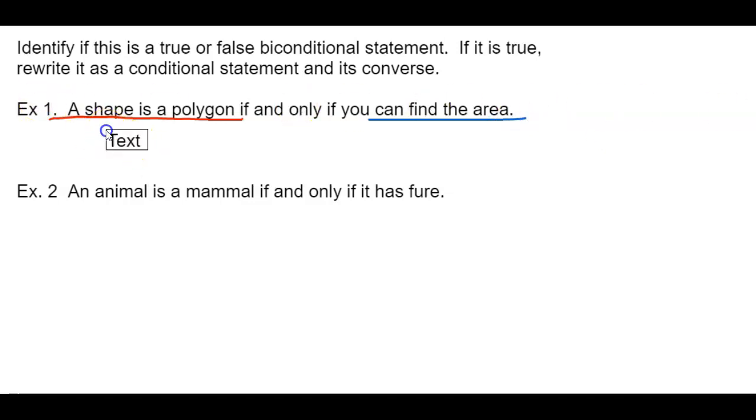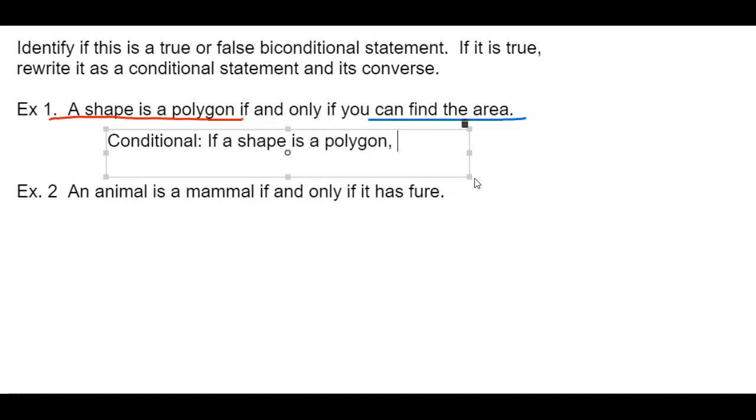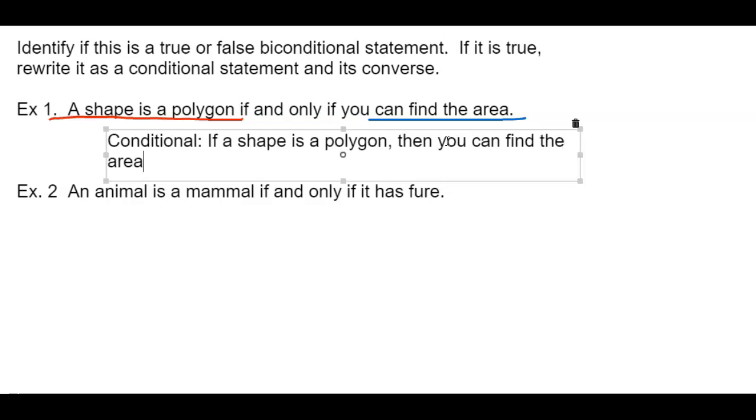So if we were to write this as its conditional statement, we have to think about this at least, even if you don't write it out. We have to think about it to identify if it's true or not. If a shape is a polygon, then you can find the area. That is a true statement. For every polygon we know, polygons are shapes made up of straight lines, we can find the area of those. We have formulas to find what's the amount of space inside.